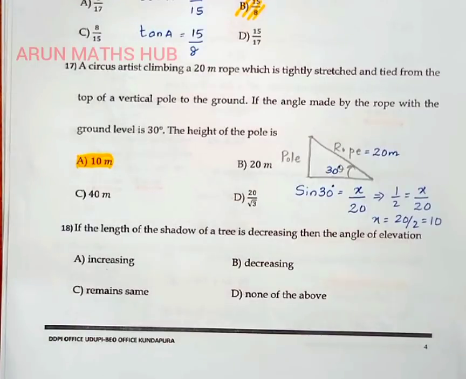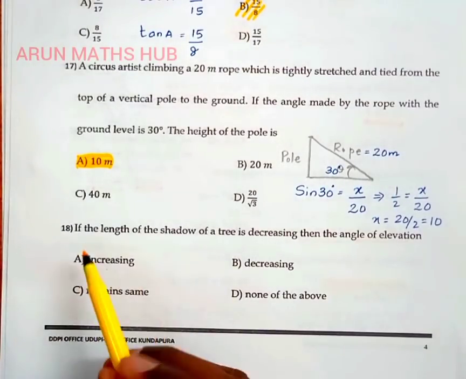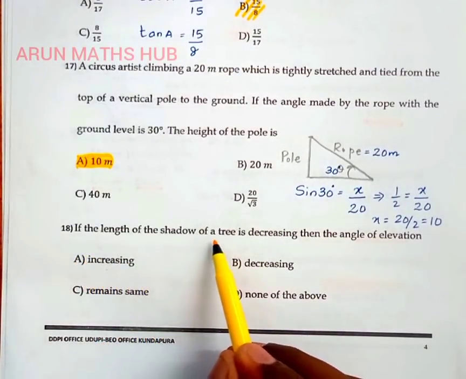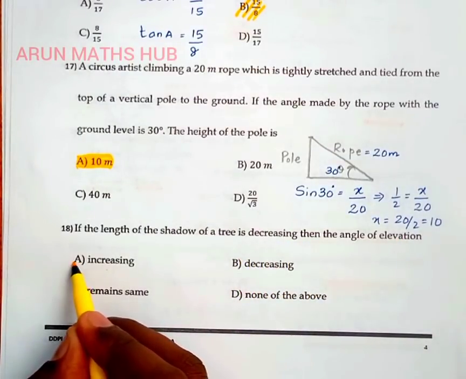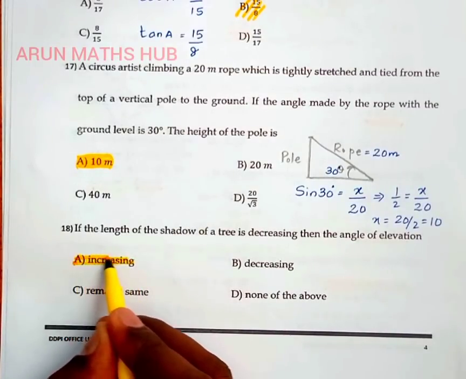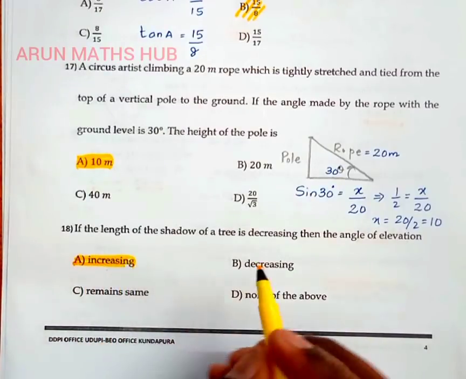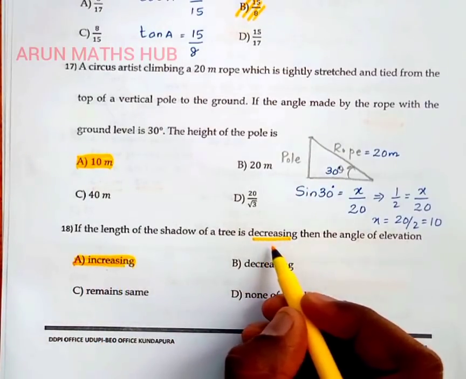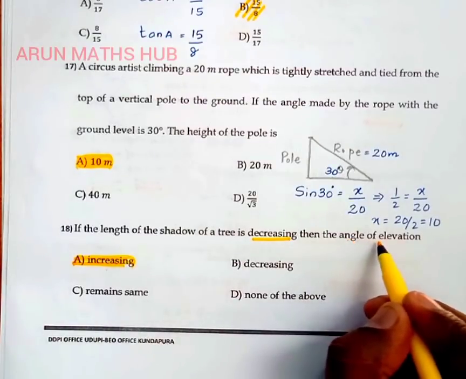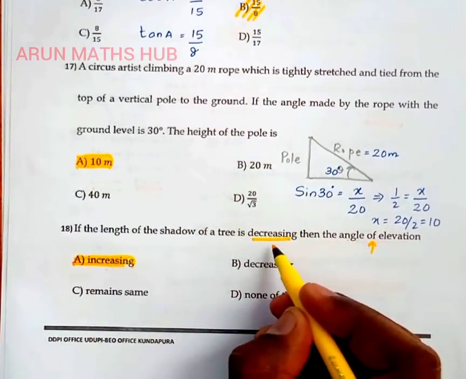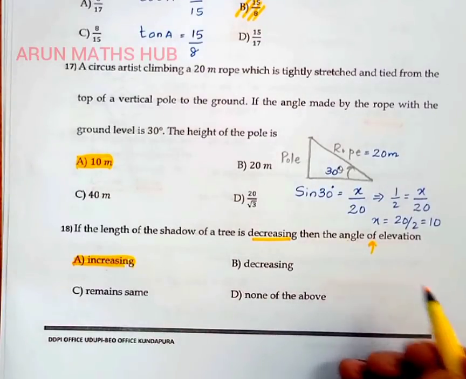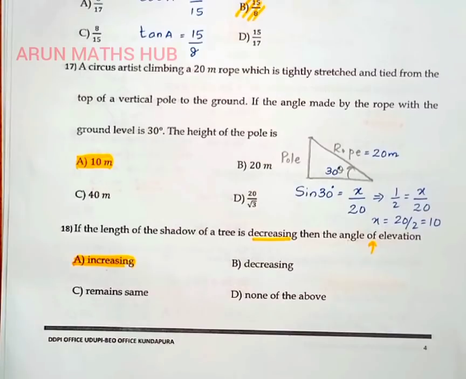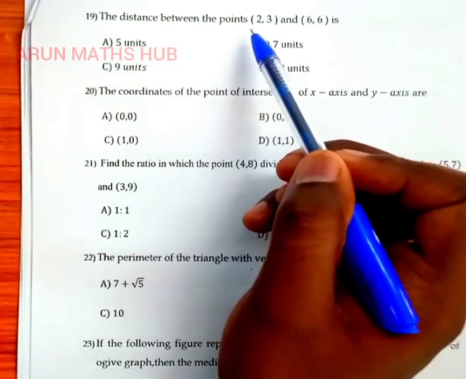Question number 18. If the length of the shadow of a tree is decreasing, then the angle of elevation will be. The length of the shadow will decrease when the angle of elevation increases. Therefore, the correct answer is option A. Students, do understand this concept. If the length of the shadow decreases, the angle of elevation increases. If the shadow is increasing, that means the angle of elevation will be decreasing.